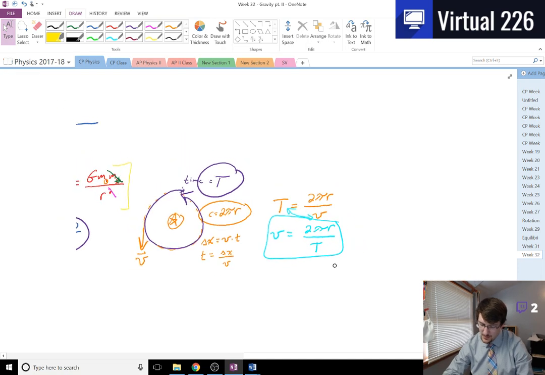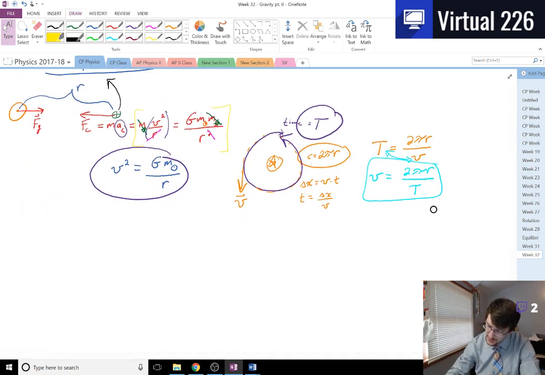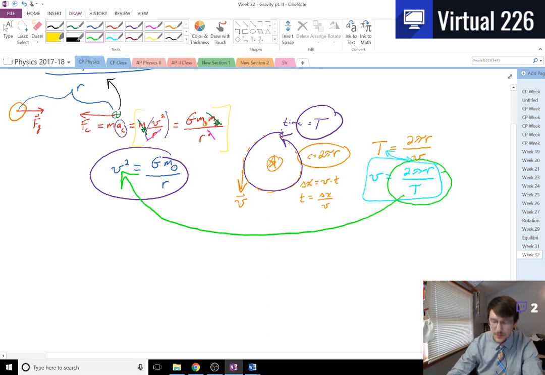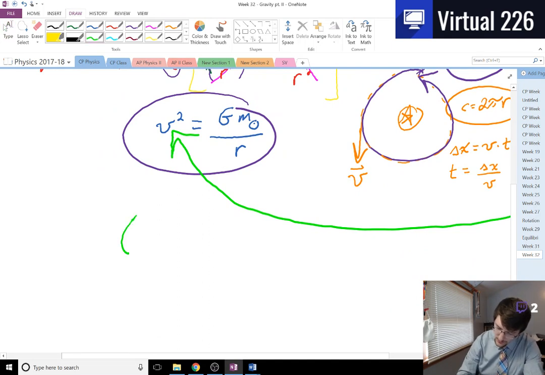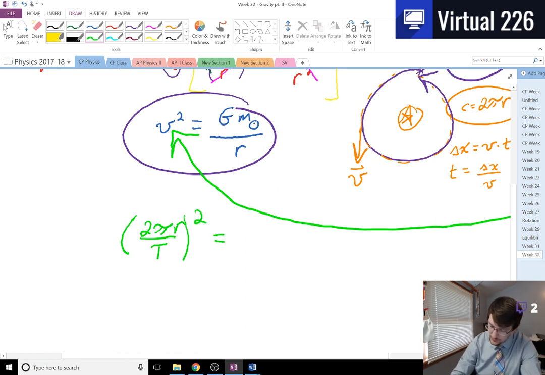With that, we can go ahead and tuck this 2 pi r over T right into that v squared. This is what allows us to bring our period, or the amount of time it takes for the planet to go around its host star, into this third law setup. If we do this, what we actually have is the quantity 2 pi r over T, squared, because that's what v was, equals G times the mass of the Sun divided by r.